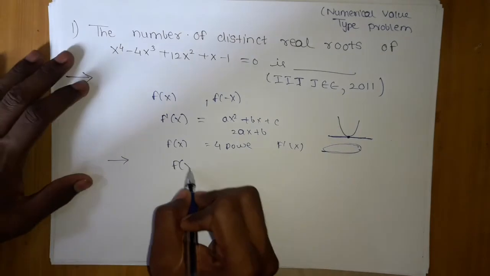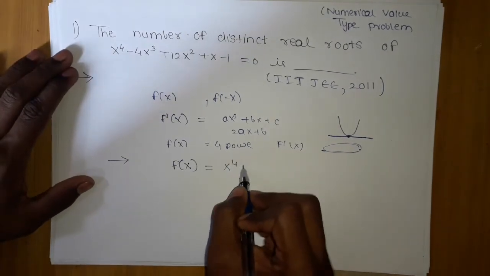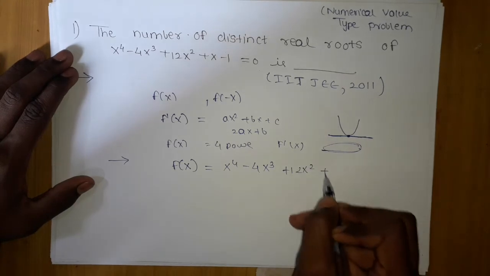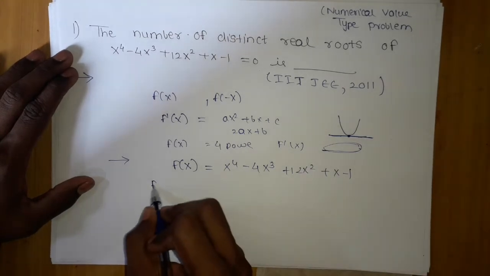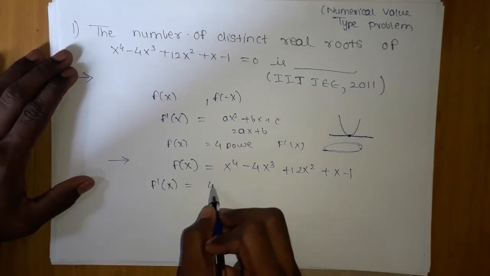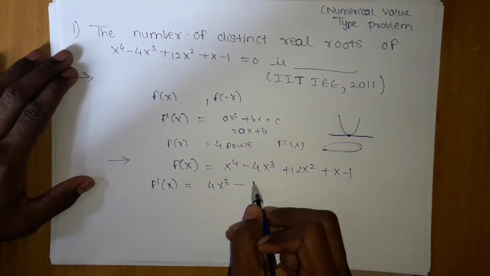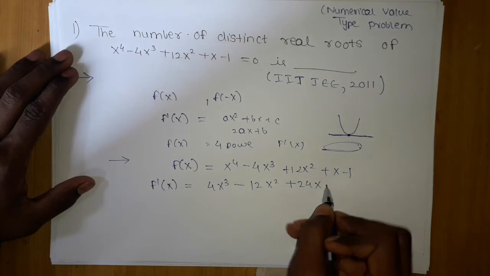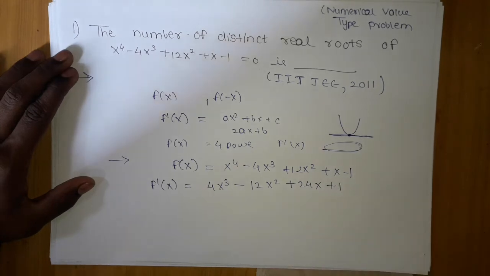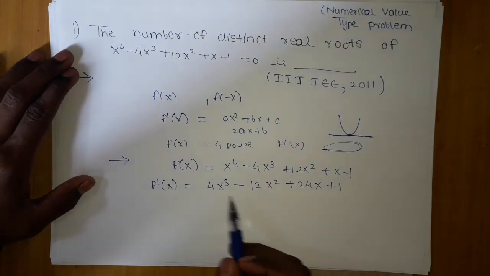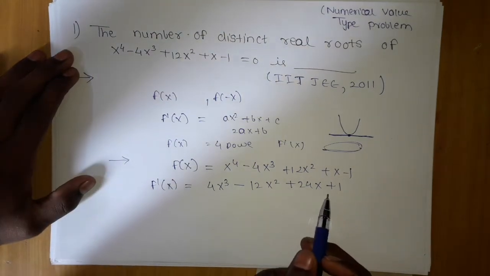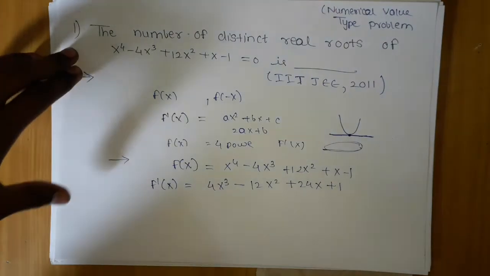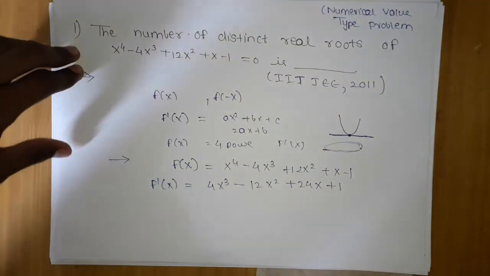If this is f of x, what is my f of x? x raised to 4 minus 4x cube plus 12x square plus x minus 1. If I differentiate, what is f dash x? f dash x is 4x cube minus 12x square plus 24x plus 1. Can I do hit and trial? If I put 1, 4 minus 12 plus 24 plus 1, here it is not possible. It is not coming 0, so I cannot tell x equals 1 is a root.